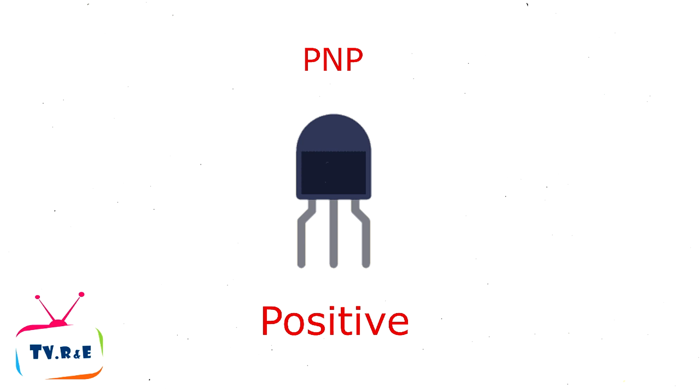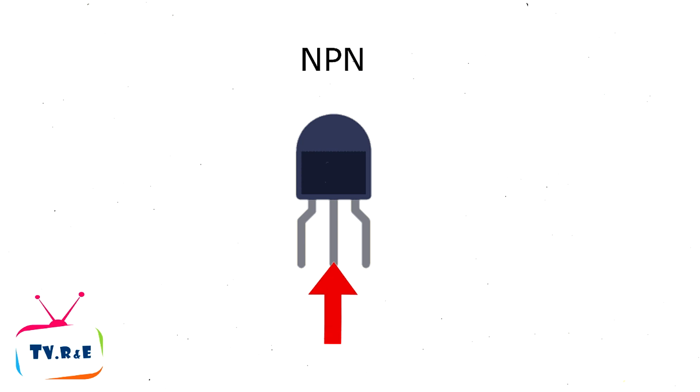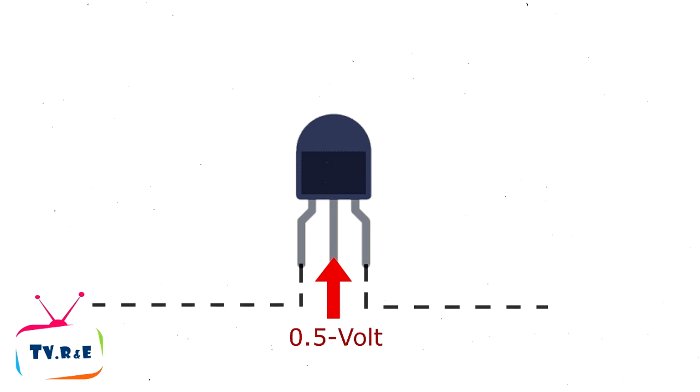When a positive voltage is supplied to the base of the NPN transistor, it becomes active. On the other hand, when a negative voltage is applied to the base of the PNP transistor, it becomes active. But here is a catch. A minimum of 0.5 volt is required at the base of the transistor. Then only can the electrons pass through the emitter and the collector.